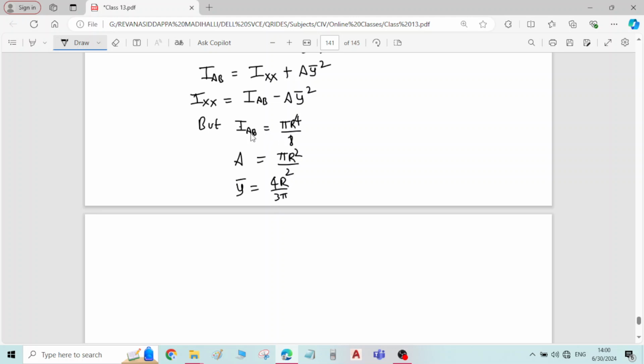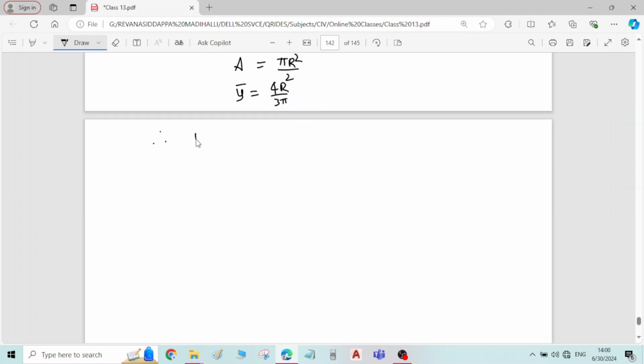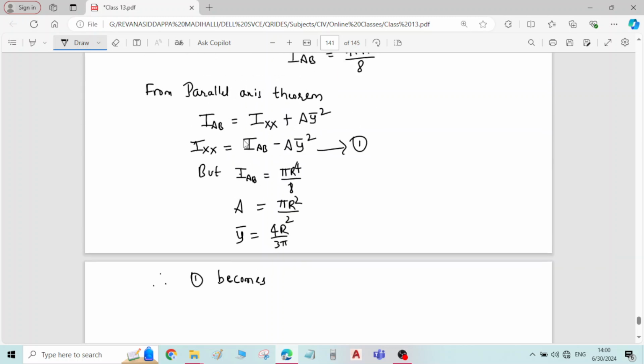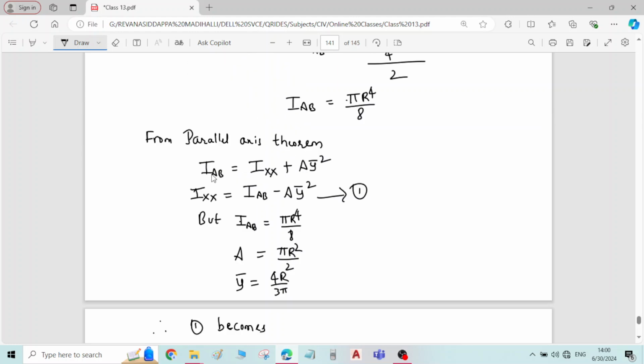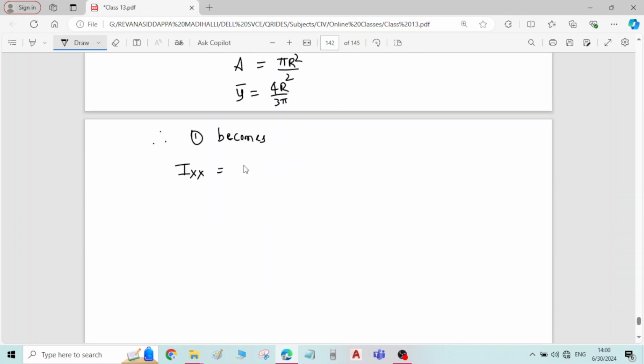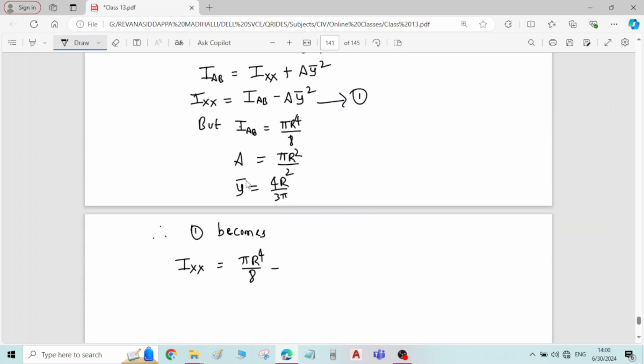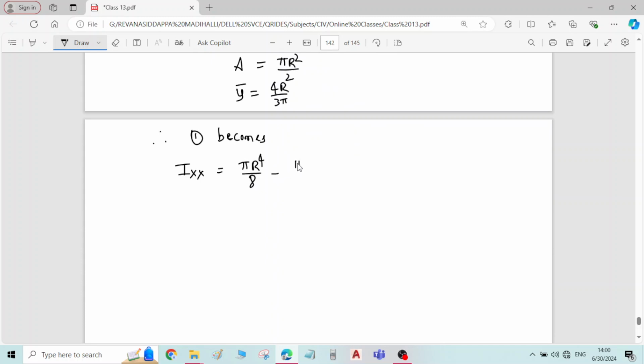You have to substitute the values of IAB, area, and y bar in this equation 1. Okay, therefore equation 1 becomes Ixx is equal to IAB, pi r raised to 4 by 8, minus A into y bar square. A is pi r square by 2, y bar square means 4r by 3 pi whole square.